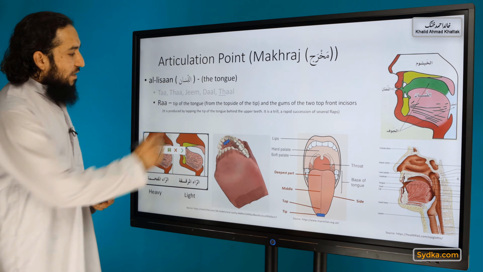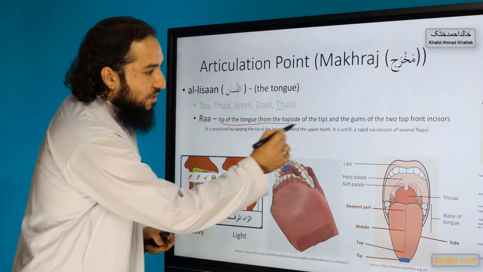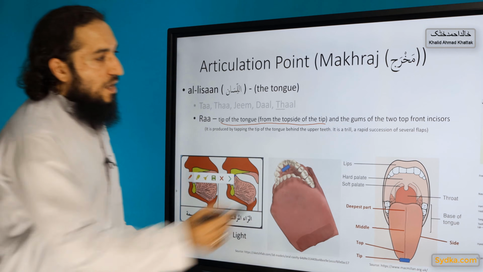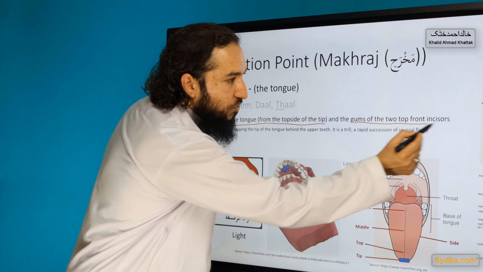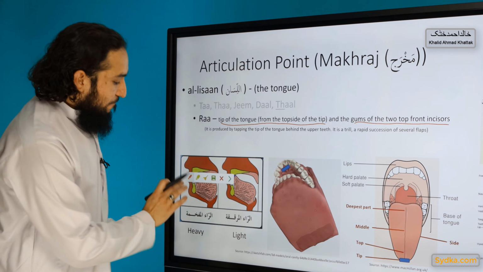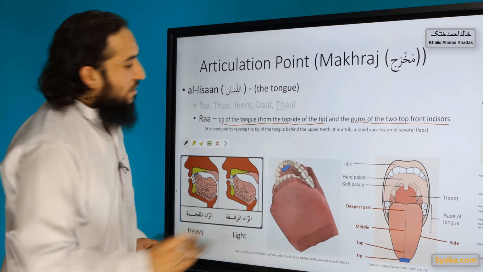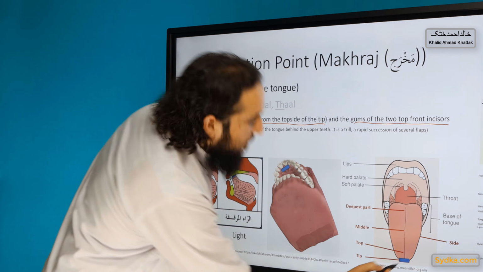So the articulation point is the tip of the tongue from the top side of the tip and the gums of the top 2 incisors. That's the articulation point. Okay, let me explain that to you. The tip of the tongue from the top side.